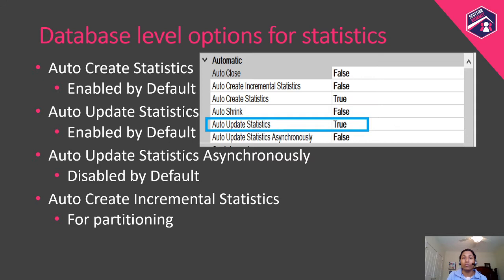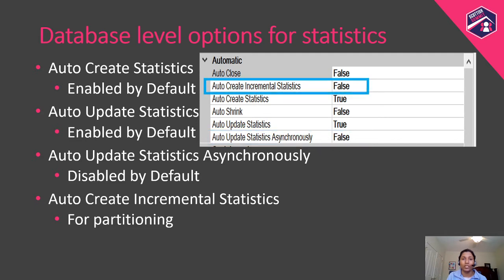So it is advisable to have auto create stats and auto update stats enabled, because that will help SQL Server go ahead and create the stats whenever it needs and update them. The third option is auto update stats asynchronously. This option is disabled by default. We are going to talk about when it is useful in the coming slides.